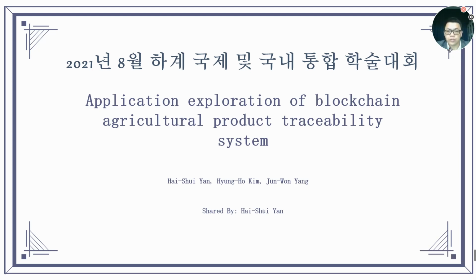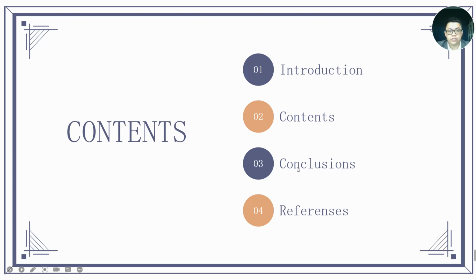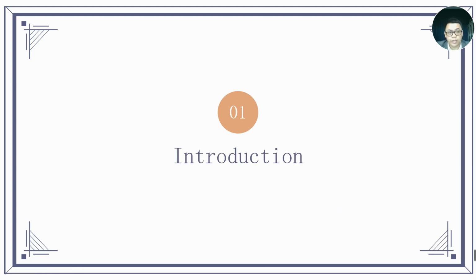My paper title is Application Exploration of Blockchain Agriculture Product Traceability System. I divided it into 4 parts to share. Section 1 is Introduction, section 2 Contents, section 3 Conclusions, and section 4 is Reference. Let's begin. Section 1 Introduction.